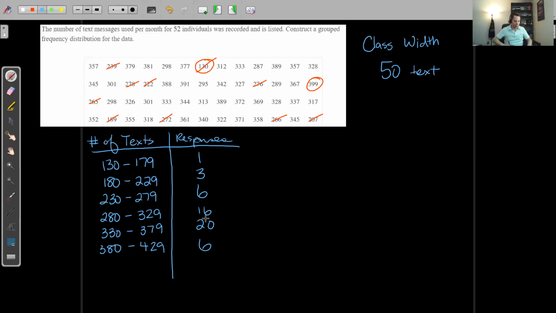I'm not going to go through the whole process of marking each of them off. It does take a while. It is a little bit tricky sometimes if you've got a bunch of numbers. Thank goodness for Excel. So then this would be our group frequency distribution for this data.